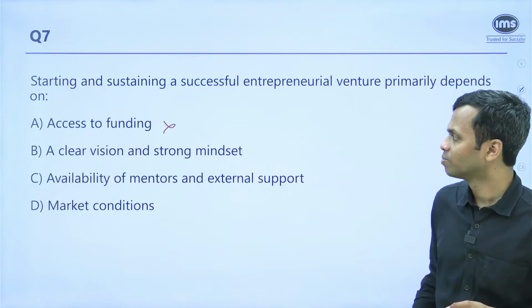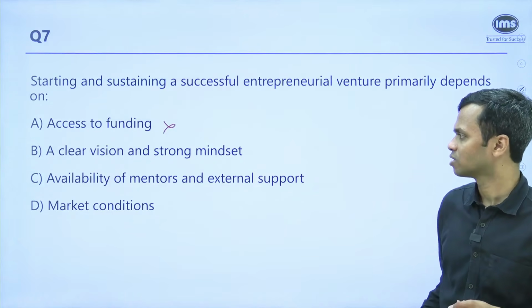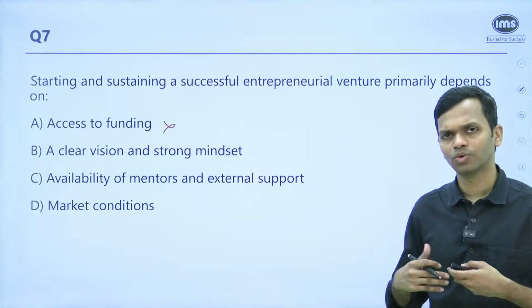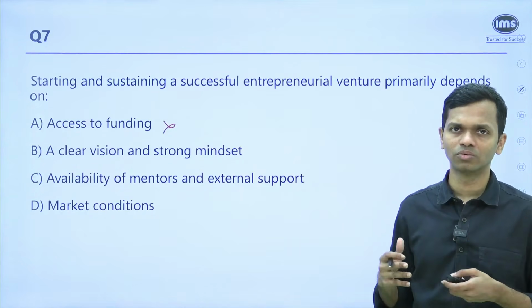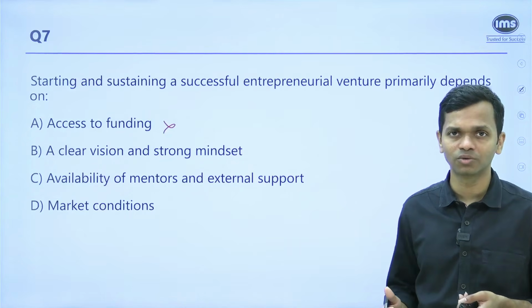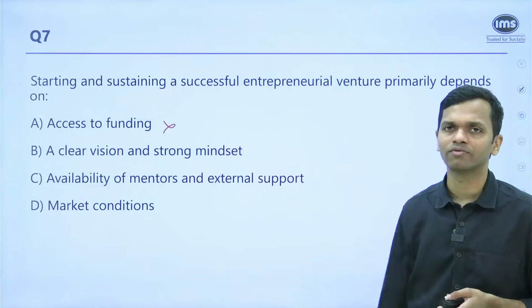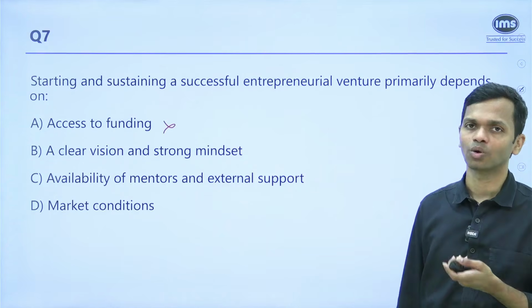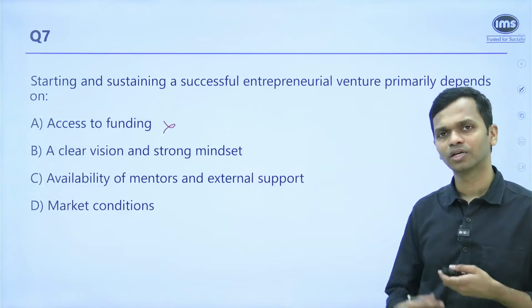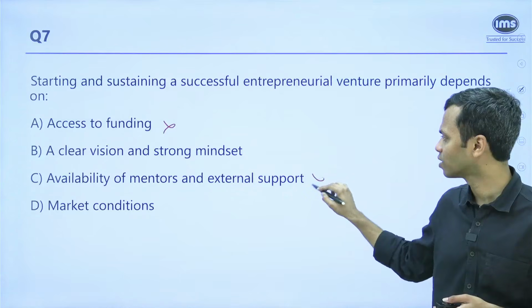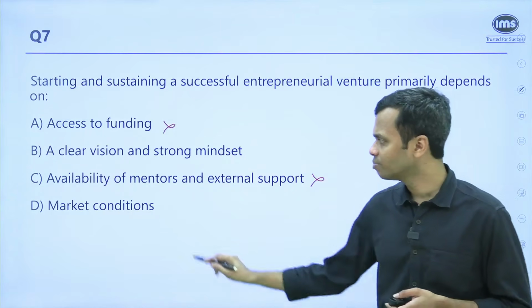C says availability of mentors and external support. Now let's say you don't have a mentor, but you have a very good idea, you are able to convincingly deliver it to the market. You don't need to have a mentor. It's good to have, but not necessary. External support, again, good to have, not necessary. I can eliminate this. And finally, market conditions.